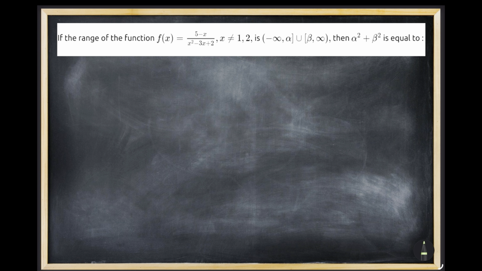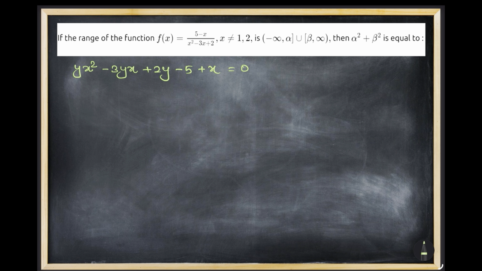So the idea is, if you do the factorization, there is nothing common between them. So what I will do is directly cross multiply. I'll assume f of x is y and then cross multiply. So y x square minus 3yx plus 2y minus 5 plus x equals 0.